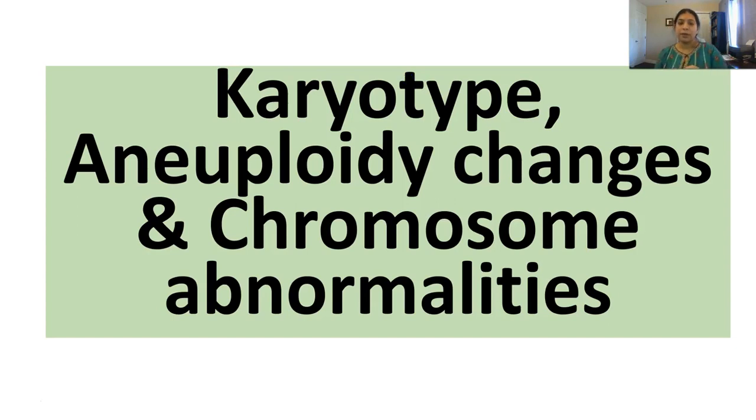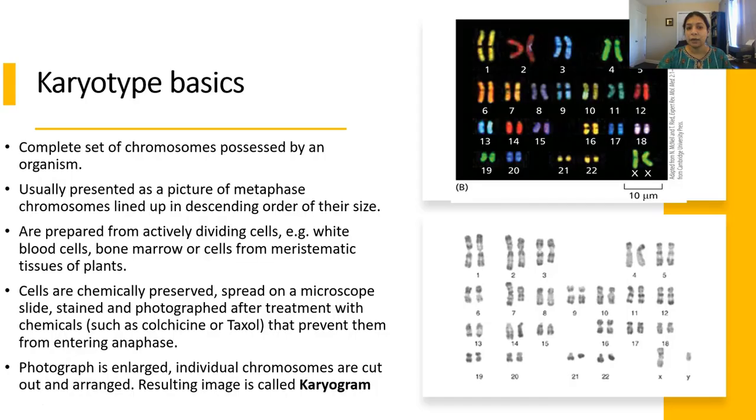Finally, we're going to talk about what a karyotype is and how changes in the karyotype lead to functional problems and phenotypical problems in an organism. So a karyotype is essentially the complete set of chromosomes possessed by an organism. The typical picture that you see is of metaphase chromosomes lined up in descending order. So when you're looking at these, that first chromosome should be the longest one, the second should be smaller, then three, and so on and so forth.